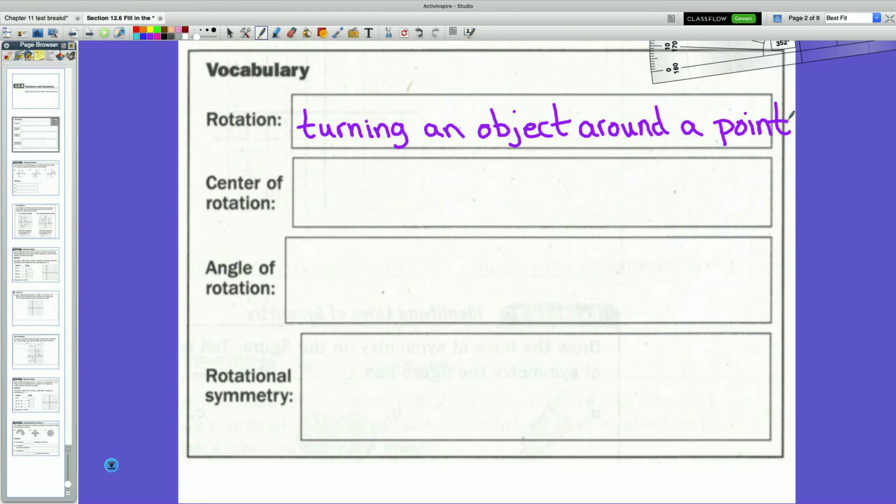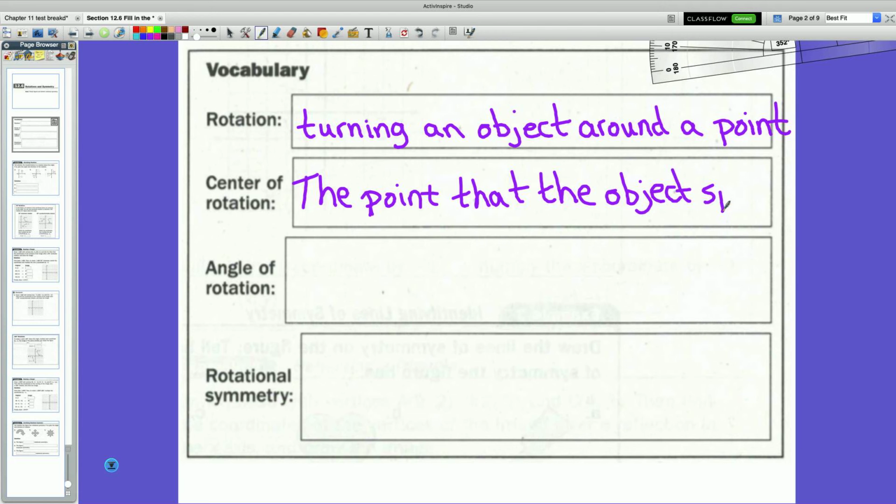All right, so let's go ahead. So center of rotation is the point, is that point that I was talking about. So that the point that the object spins around. Spins around. That's the center of rotation.